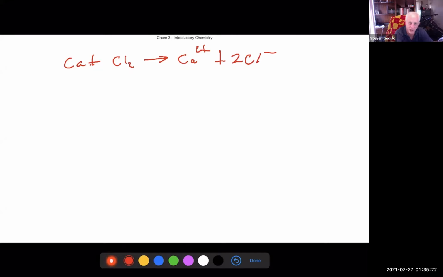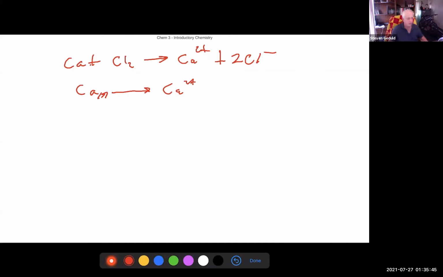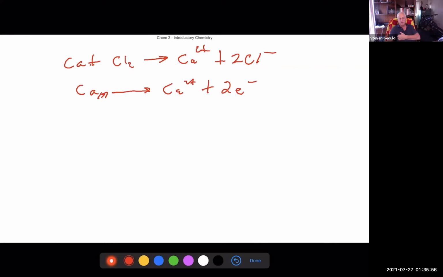Now we're going to break it into 2 half reactions. And this is calcium solid. So we have calcium, that was our solid, goes to calcium 2+. Where do the electrons go, the right side or the left side? Electrons have to go on the right side because it's a positive charge. And there's a +2, so you have 2 electrons. That balances your charges. So now the left side has 0 charge, right side has 0 charge.